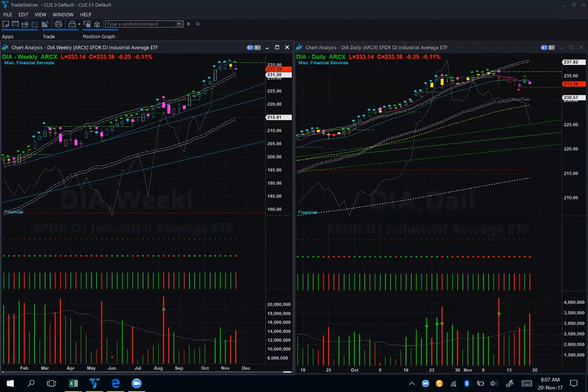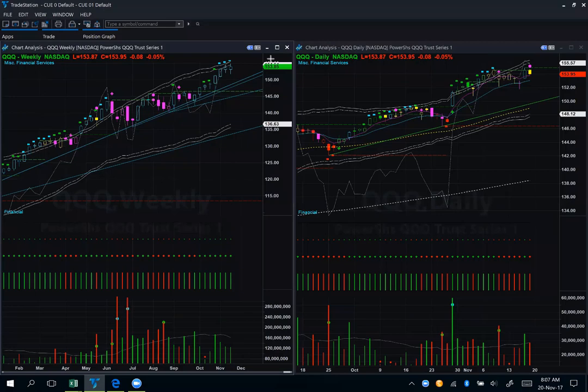DIA and SPY charts look very similar, whereas QQQ looks very different. QQQ is stronger than both SPY and DIA. Its weekly backdrop candle color continues to be bullish, that is cyan. For 8 consecutive weeks, it is overbought, as shown by the stretch signal on top of the weekly candle.